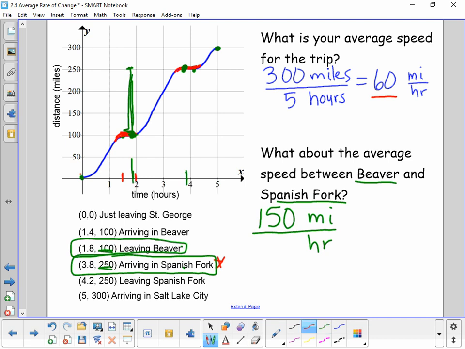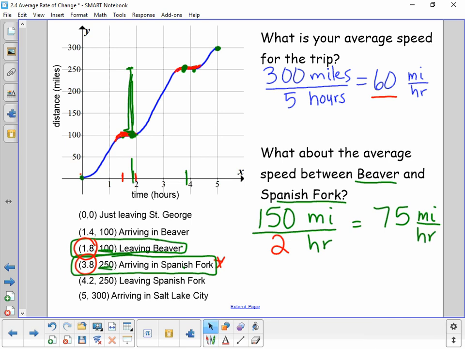And again, the point down here confirms that it's a 2-hour difference. So we're going to divide that by 2 hours. And that means between Beaver and Spanish Fork, our average speed was 75 miles per hour, which is at least what the speed limit used to be. I should update the problem to reflect the 80 mile per hour speed limit. But it's 75. We averaged 75 miles per hour between Beaver and Spanish Fork. Now, there weren't any stops during that time, so that's probably more representative of the speed that you were traveling on the freeway.